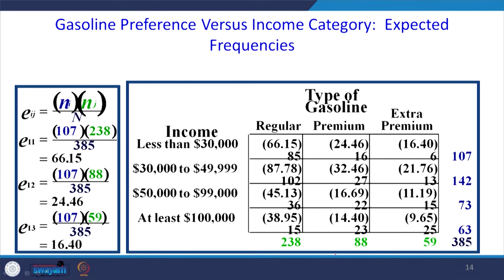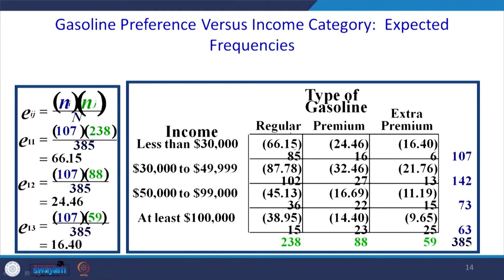Now we go for our expected frequency. Here the expected frequency values are given in brackets. For example, how did we get this 66.15? It is the multiplication of row total 107 and column total 238, divided by 385. So that value is 66.15, given in the bracket. The values in brackets are called expected frequencies. The values not in brackets are called observed frequencies, that is the data given to us.